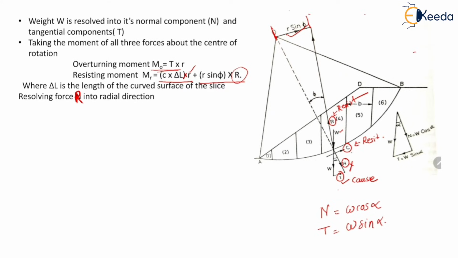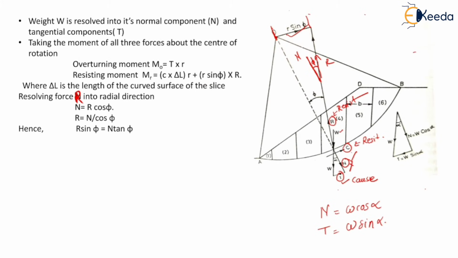Now resolving force R into the radial direction. Here the normal N is also acting in the radial direction. If we resolve the reaction R in the radial direction, which is the same as the direction of N, this is reaction R and this is angle phi. So we can write N is equal to R cos phi. That's why R is equal to N upon cos phi. Hence, R sin phi will be equal to N tan phi.